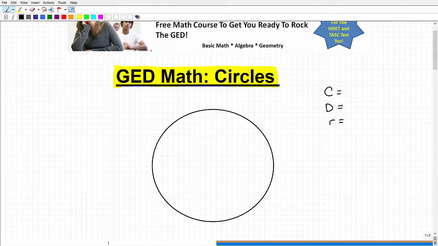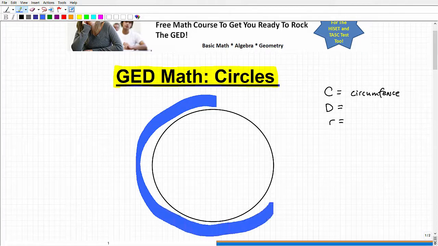If you don't remember anything, don't worry about it, okay? All right, let's go ahead and start with the C, okay? So that's circumference. Circumference. And hopefully I'm spelling this okay. I'm good at math, but my spelling is not that great. Anyways, circumference. So what is circumference? Well, the circumference of a circle is nothing more than the distance around the circle.